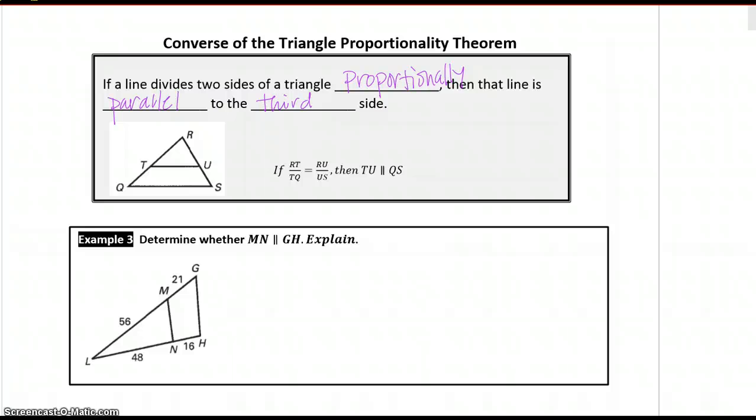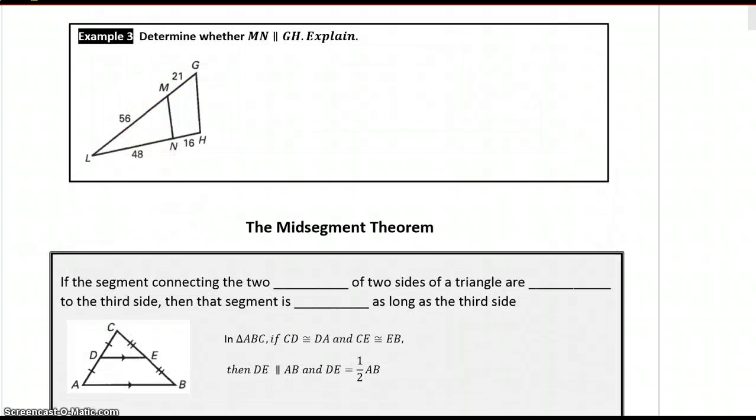So the converse of the triangle proportionality theorem is just exactly that. It flips the if and the then around, and it says if a line divides two sides of a triangle proportionally, then that line is parallel to the third side. So now what you would be given is this over this would be equal to this over this. So the proportion is true, so then you can assume these segments are parallel. So in example 3, we don't know if segment MN is parallel to segment GH. That's what we are going to test.